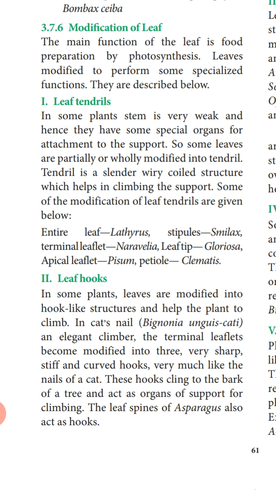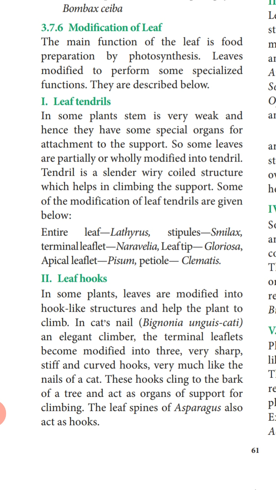In Pisum also, the apical leaflet, the terminal leaflet on the rachis, is modified into a tendril. Whereas in Naravelia, the terminal leaflet, that is the leaflet present at the tip, at the topmost edge of the plant, is modified into a tendril. In Clematis, the petiole, that is the stalk of the leaf, is modified into a tendril.